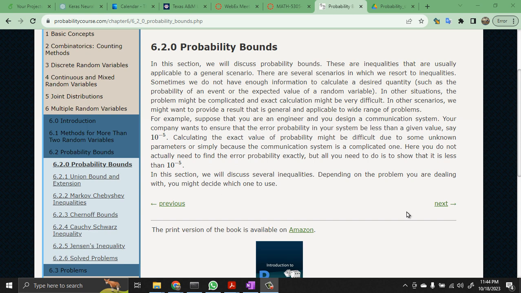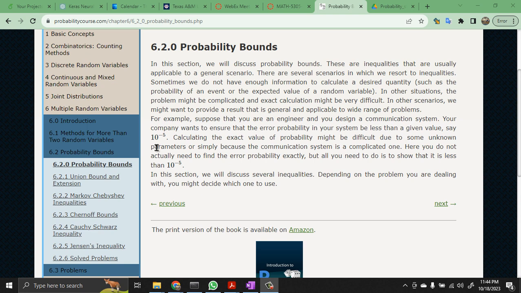Okay, so this is the first of a series of short videos about probability bounds, which is Pishro-Nix Chapter 6, Section 2. The use of probability bounds is that sometimes you do want to estimate probabilities. As he says here, sometimes you need to guarantee the reliability of a communication system or some other system, and you want to ensure error tolerance. As long as you can get the error below a certain value, that can be sufficient for your design.